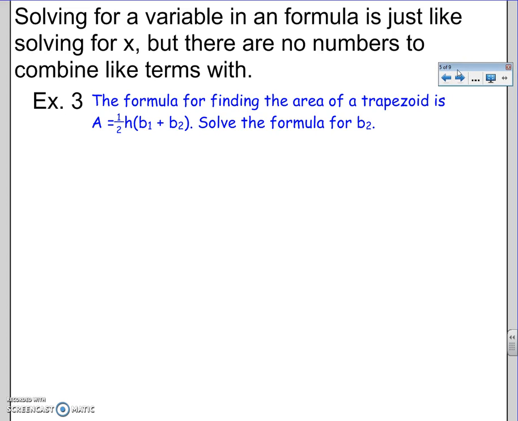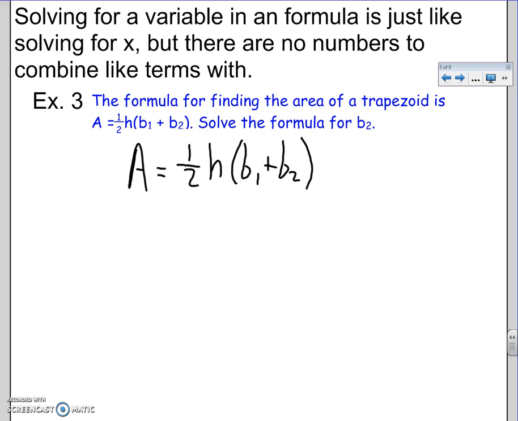Example 3. Solving for a variable in a formula is just like solving for x, but there are no numbers to combine like terms with. For example, the formula for finding the area of a trapezoid is area equals 1/2 height times parentheses base 1 plus base 2 close parentheses. I need to solve that formula for b2. Well, let's start with our formula: A equals 1/2 h (b1 plus b2).